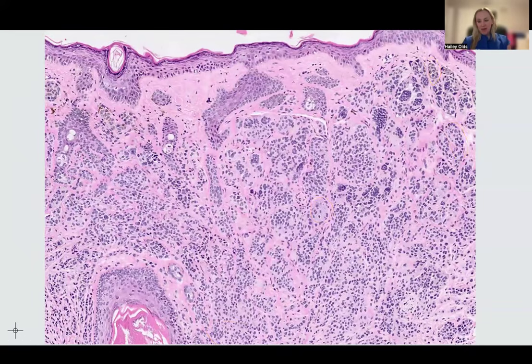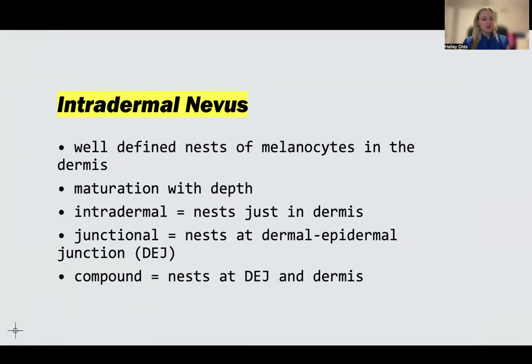They're more pink than the basal cells are. The basal cells are more blue. So these are well-defined nests of melanocytes in the dermis. They're getting smaller as you go deeper into the skin, which means maturation with depth. So in this case, it's intradermal, so there's nests only in the dermis. So that's an intradermal nevus. If there's nests only at the dermal epidermal junction, that is a junctional nevus. And if the nests are both, then it's called a compound nevus.